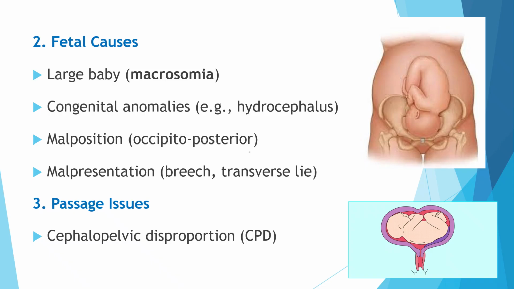Now coming to passage issues, the most important one is cephalopelvic disproportion, or CPD. This means the baby's head is too big compared to the mother's pelvis, so it simply cannot fit through. So overall, either the baby is too big, in the wrong position, or the size doesn't match the pelvis.